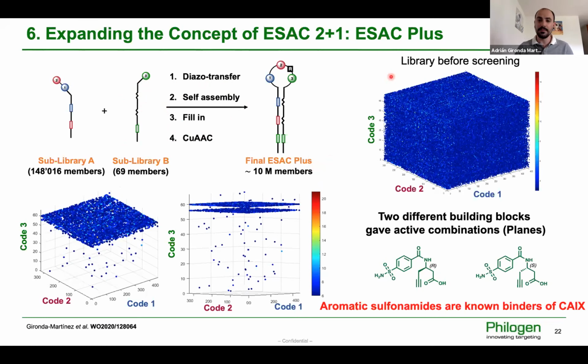So as I mentioned before, in any screening campaign, we sequence our naive library in order to check the homogeneous distribution of the compounds in the library. And then again, using the typical sulfonamides that are known to bind CA9, we are able to basically confirm the design and the construction of our library by screening campaign.